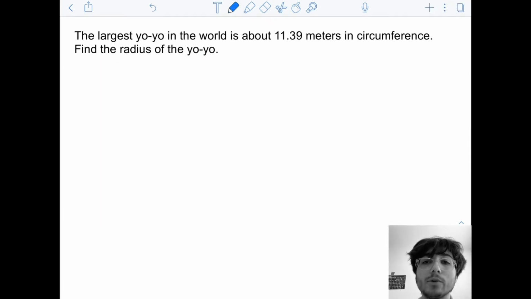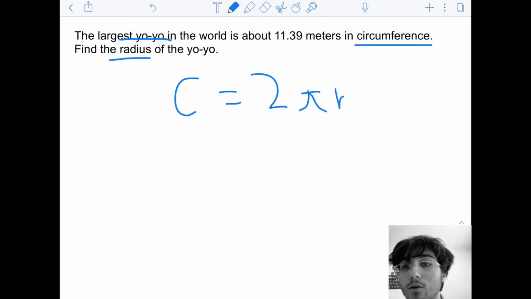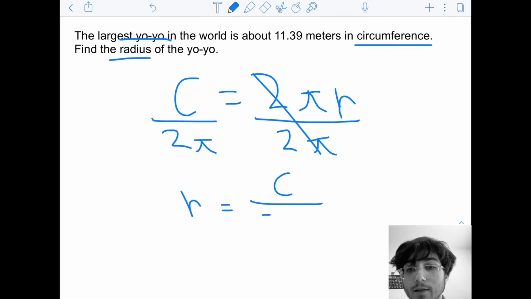The largest yo-yo in the world is about 11.39 meters in circumference. Find the radius of the yo-yo. So yo-yos take the shape of a circle, and we know the circumference, and we're trying to find the radius. So the formula we can use is the formula for the circumference of a circle, which is C equals 2 pi r. And we're trying to find r, so we have to isolate r by dividing by 2 pi on both sides. So we know that r equals circumference divided by 2 pi.